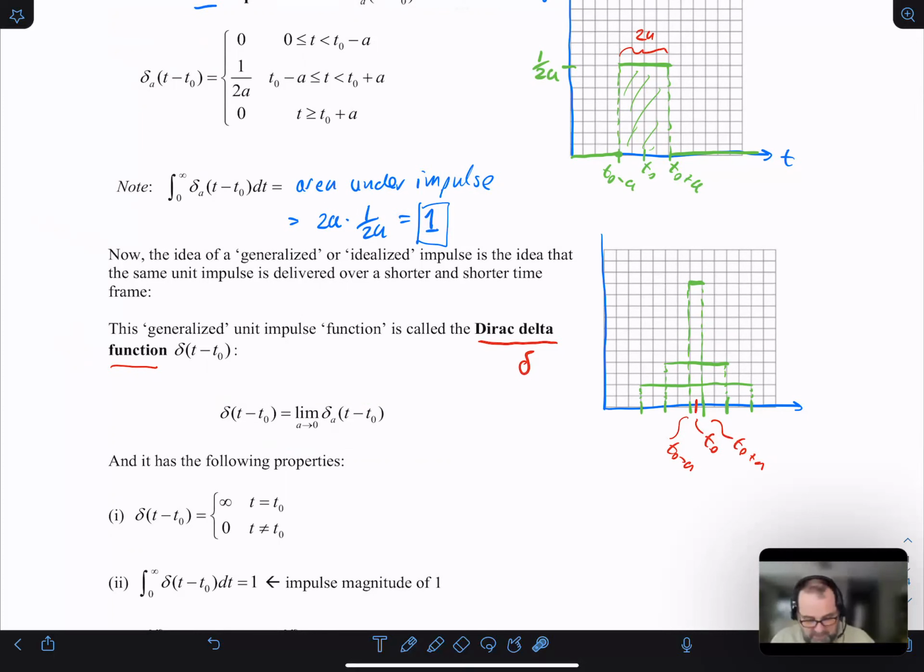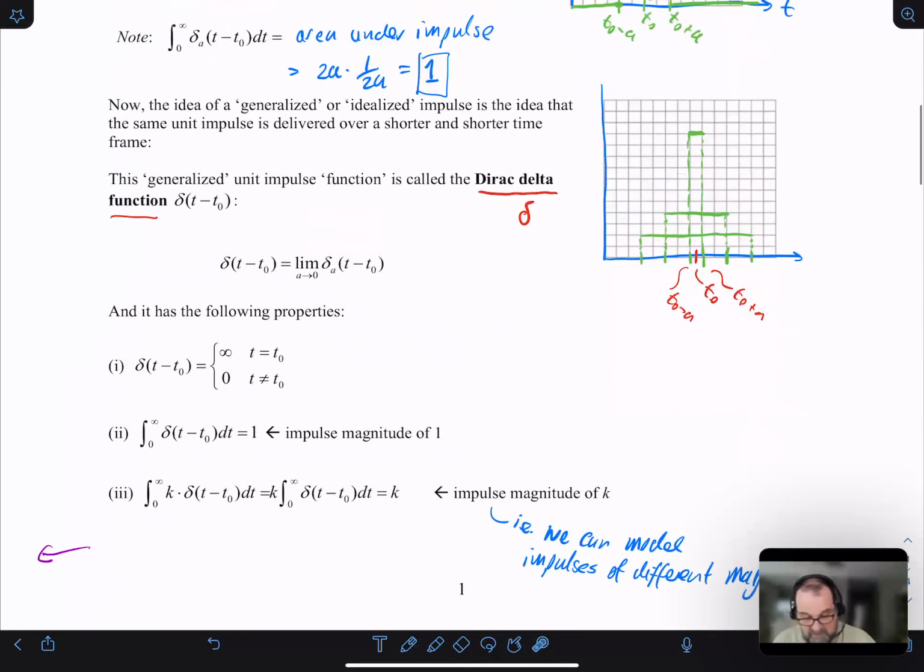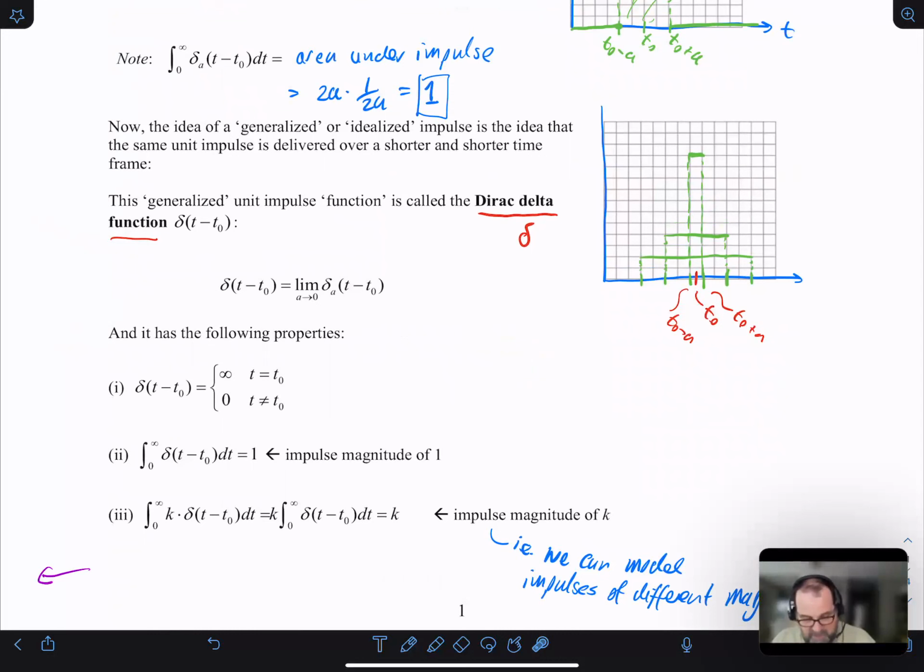It has the following properties. As a goes to 0, the height of this curve must go to infinity. It is 0 everywhere else. And it is still a unit impulse, so it still has a magnitude of 1. These are the properties that define this function.